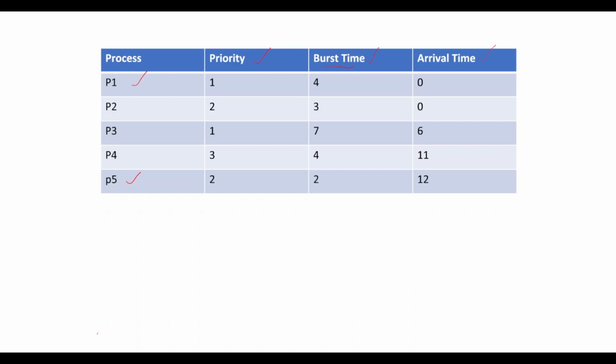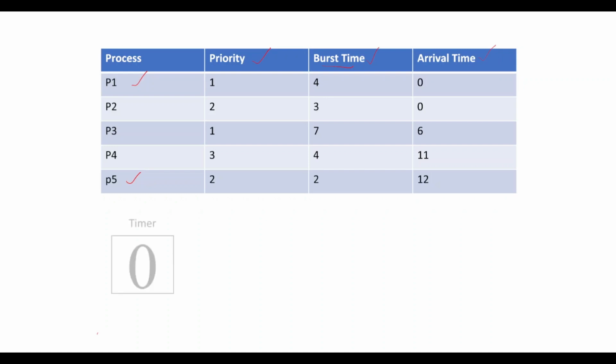We are analyzing our algorithm using two parameters, as we did for FCFS and SJF. We have considered the waiting time and the turnaround time. Let us understand how to calculate them. For calculating that, we need to draw the Gantt chart, right?